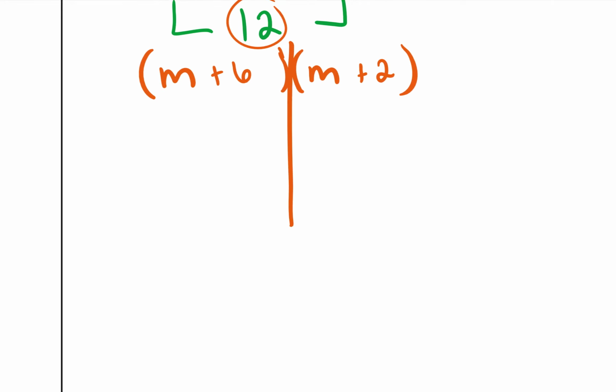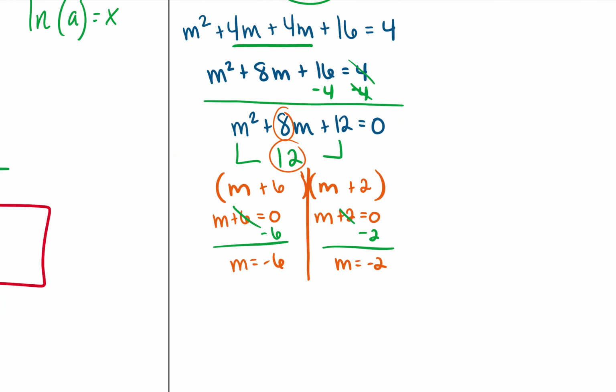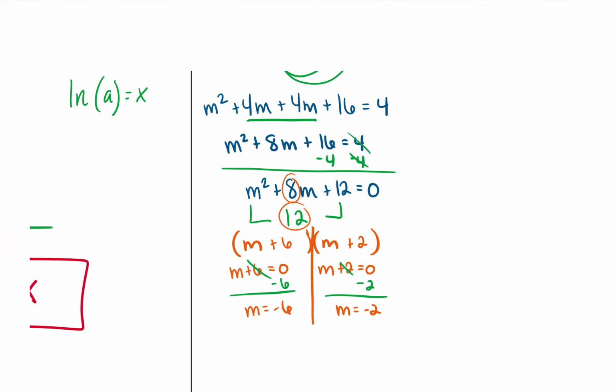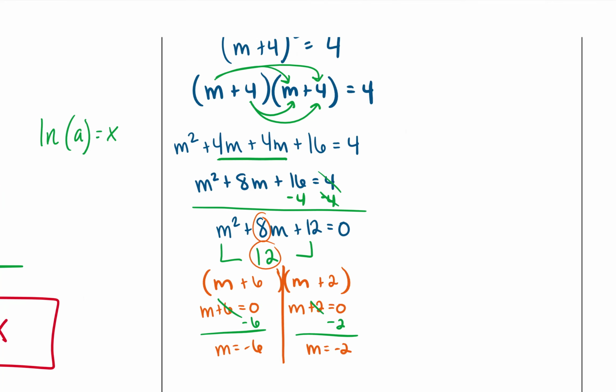Now I can solve. Set both of these equal to 0, or if you know the shortcut, use that. Subtract 6, subtract 2. So I get m is negative 6, m is negative 2, but I have two numbers. So just like with regular logs, I still have to plug these in to make sure that I don't have anything negative.